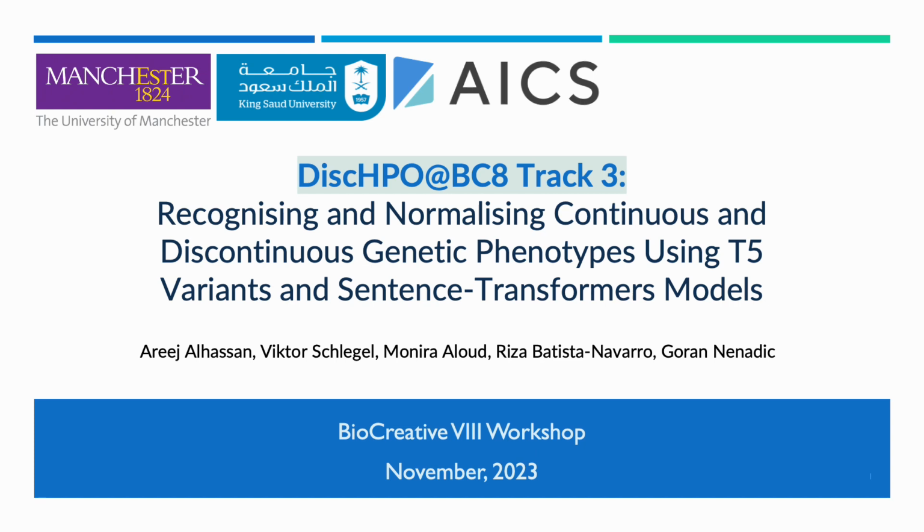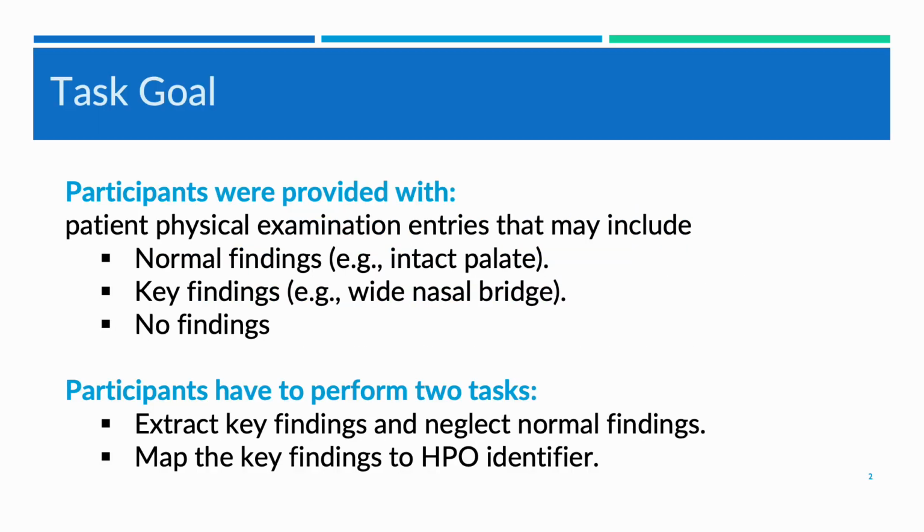Hi everyone. I'm going to present our participation in the third track of the BioCreative VIII shared task, entitled Recognizing and Normalizing Continuous and Discontinuous Genetic Phenotypes using T5 variants and sentence transformers models. This task is focused on extracting and normalizing genetic phenotypes from dysmorphology physical examination reports.